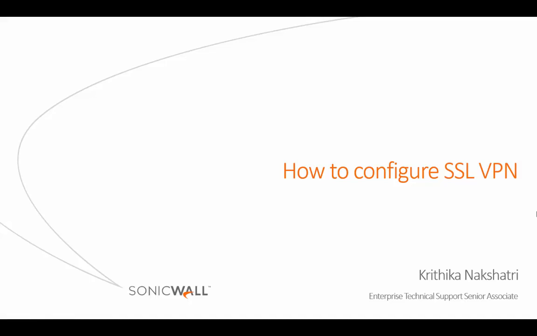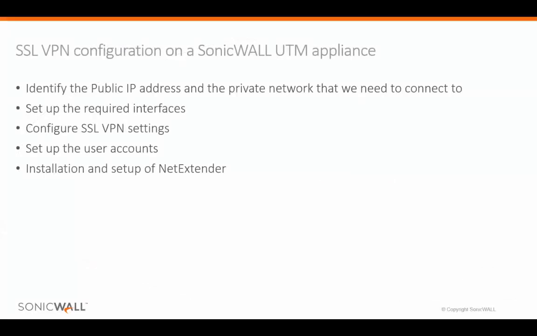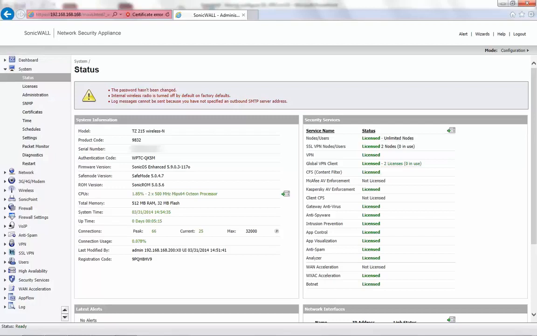Today, we will demonstrate how to configure SSL VPN on a SonicWall UTM appliance. In this video, we will demonstrate how to identify the public IP and the private network that we need to connect to, set up the required interfaces, configure SSL VPN settings, set up the user accounts, installation and setup of NetExtender.